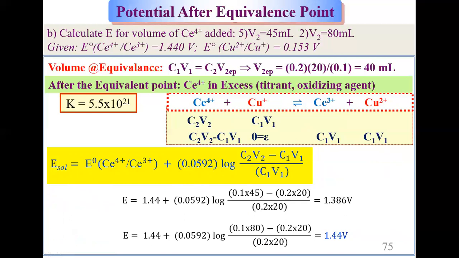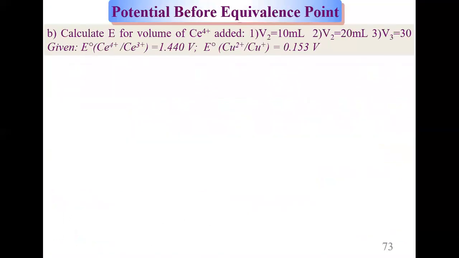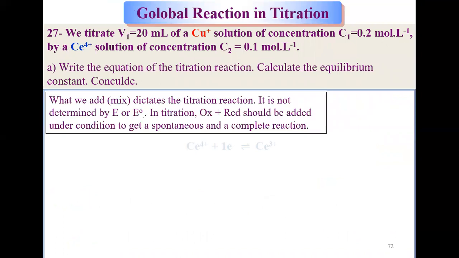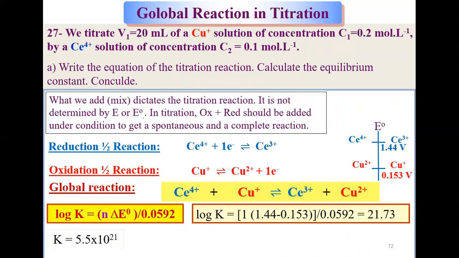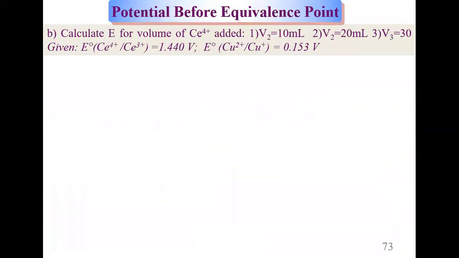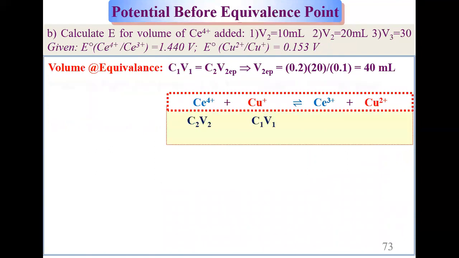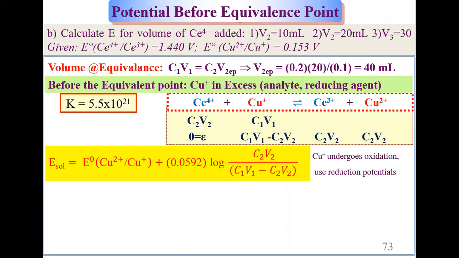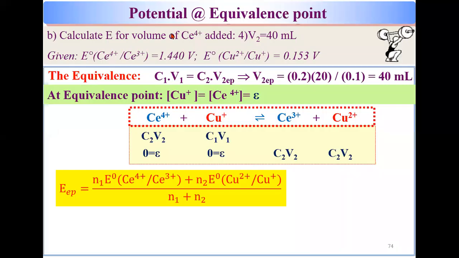And memorize, again, memorize at equivalence, the equivalence point expression. I'm just going to go for it here. Where is it? Okay. There it is. Make sure you memorize this. Call it N1 E naught 1 plus N2 E naught 2 divided by N1 plus N2.